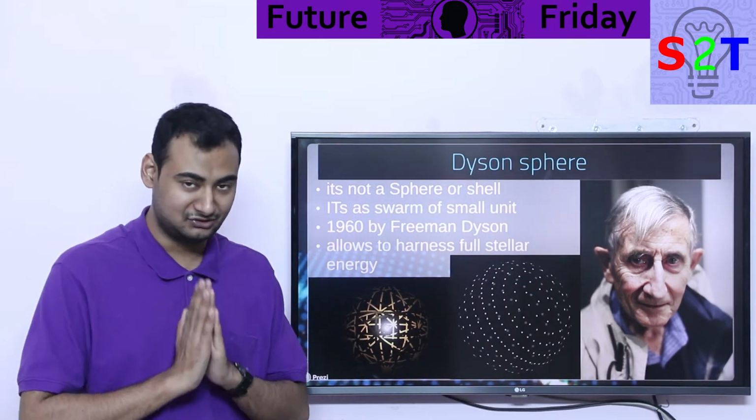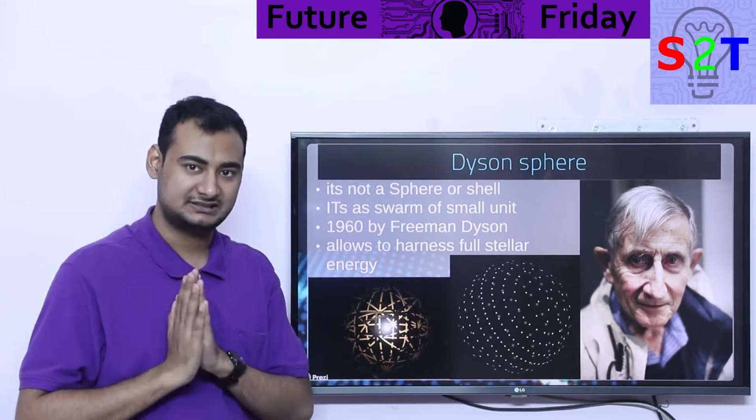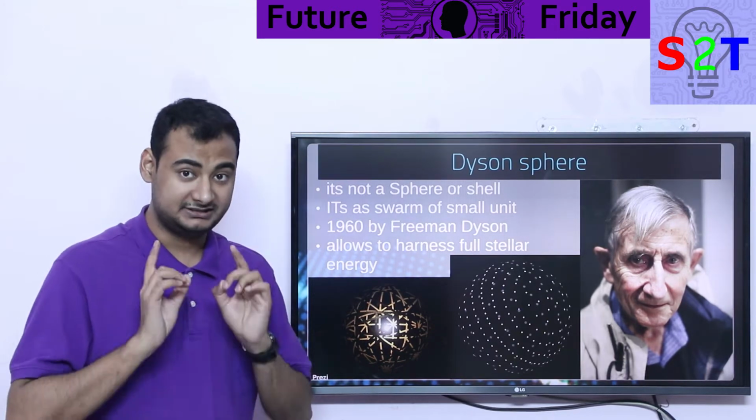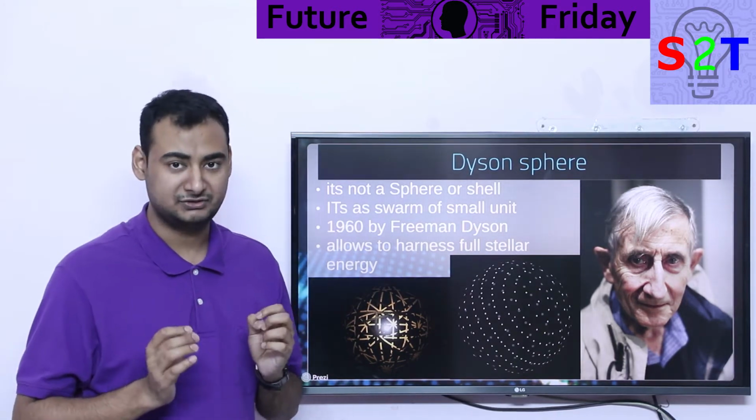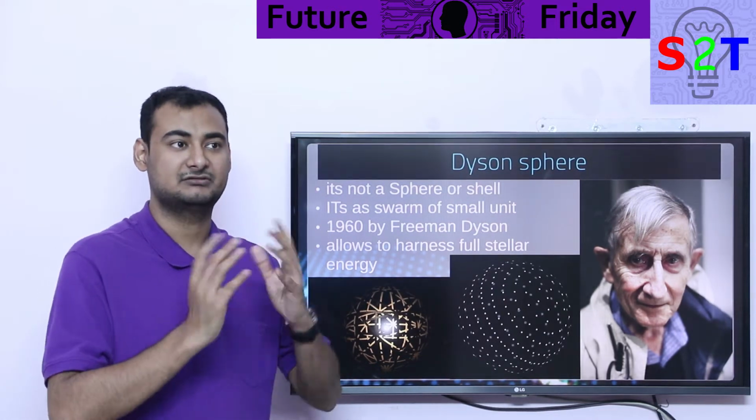So flat out, it's not a sphere, it's not a shell. You do not cover the whole star. That just simply cannot be done. However, it is a swarm of multiple small units. So you might be like, if it's multiple small units, why the heck do we say it covers the whole star?